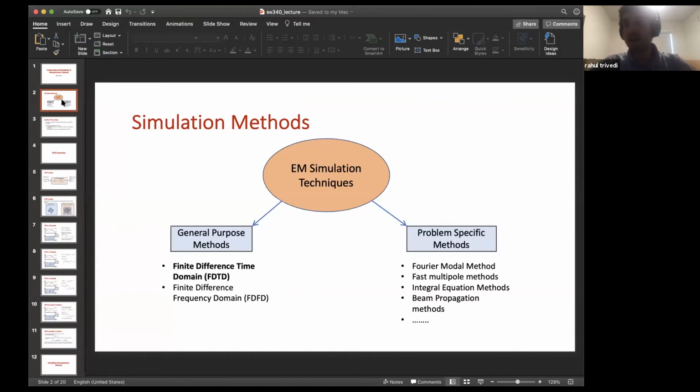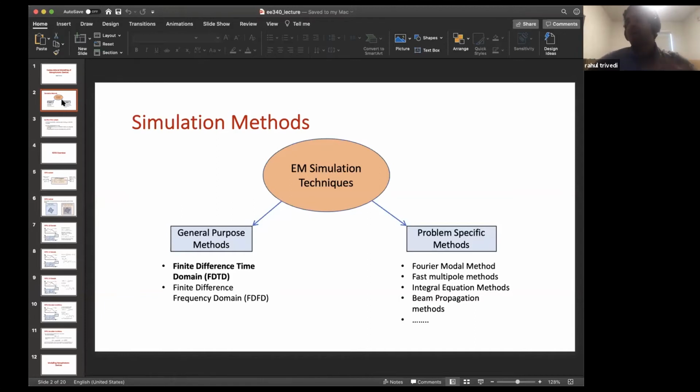So broadly, if you take a look at all the EM simulation techniques that exist over all of these communities, you can classify them into two categories, or at least I like to classify them in this particular fashion. There are, of course, perhaps more intelligent classifications out there. One technique I call general purpose methods. They are methods that you can apply to any problem, right?